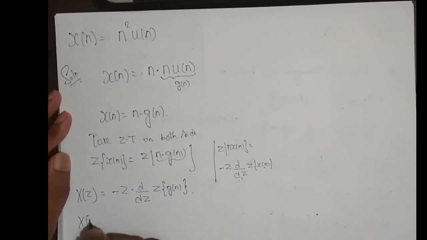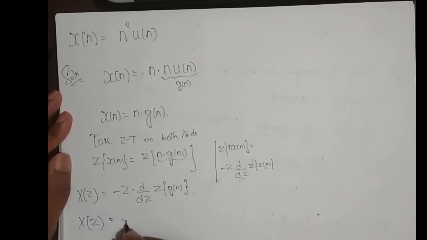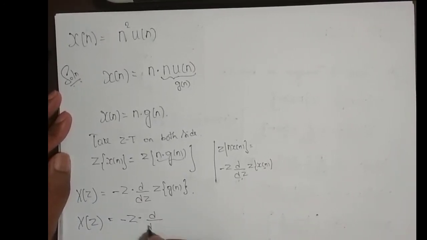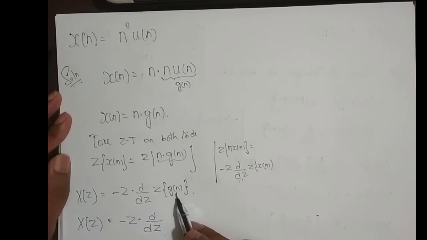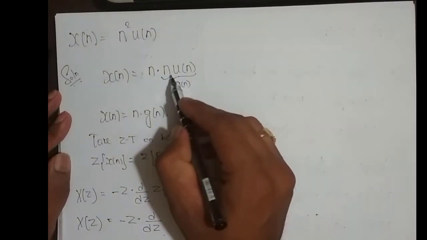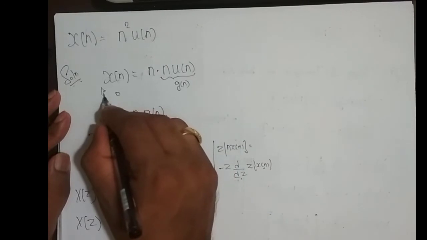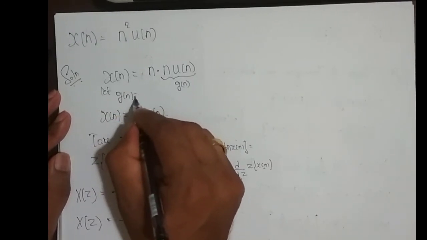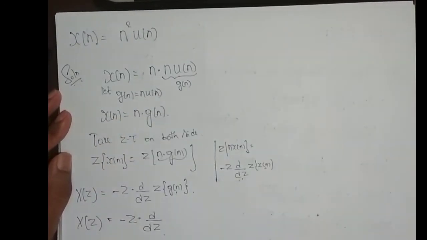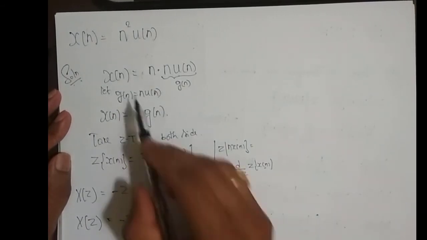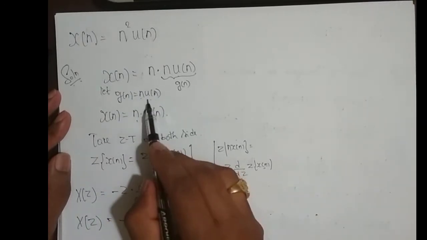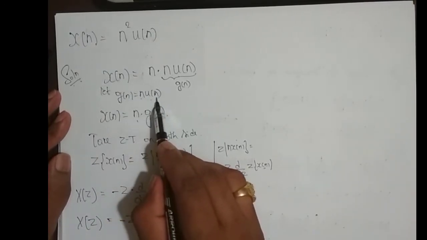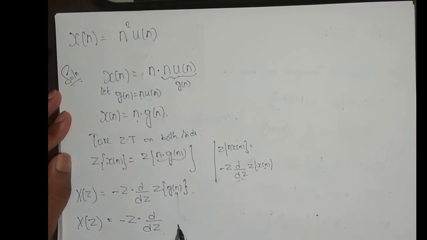Fine. So X(z) is equal to minus z times d/dz of, now I need to find the z transform of g(n). What is g(n)? We called g(n) as n into u(n). So I'll write it here: let g(n) be equal to n into u(n). Fine. So you have to find the z transform of n u(n) and then apply that here.